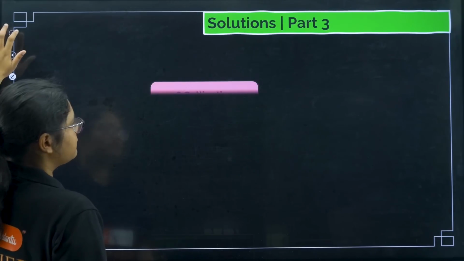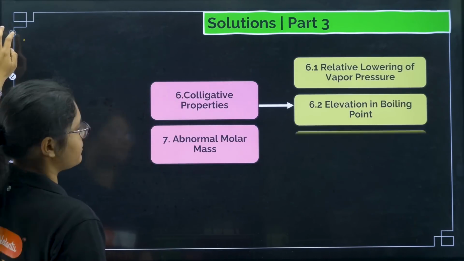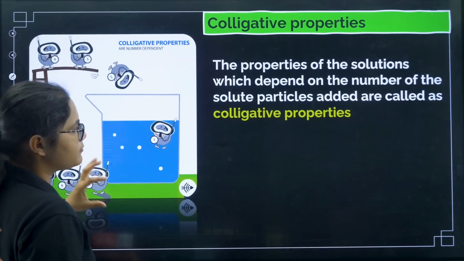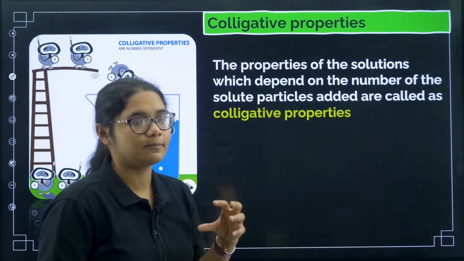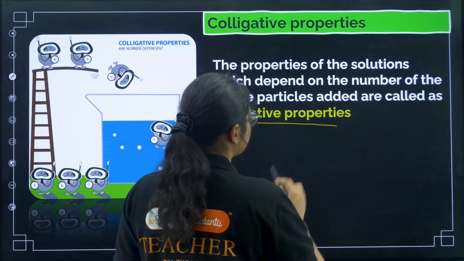Next we have the colligative properties, very important. So we have 4 colligative properties, right? So we all know that. Let's see quickly. So colligative properties are those properties of solutions that depend on the number of solute particles.